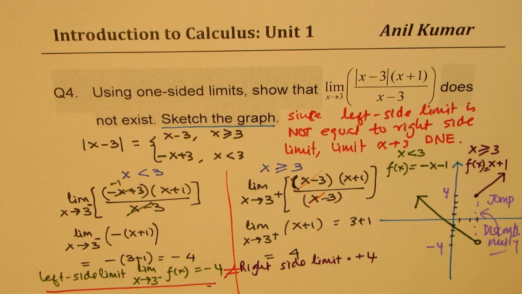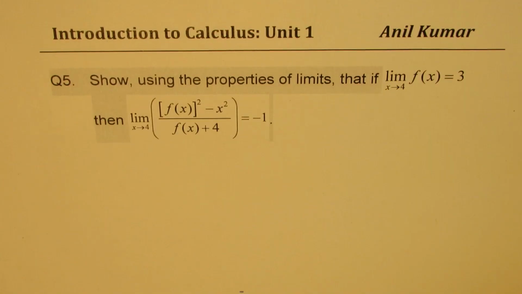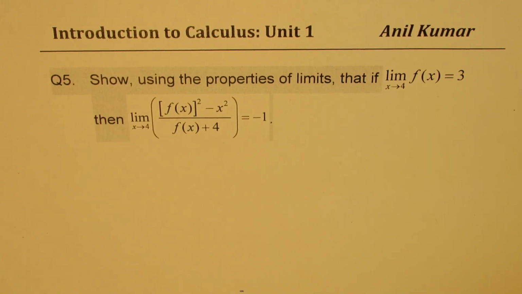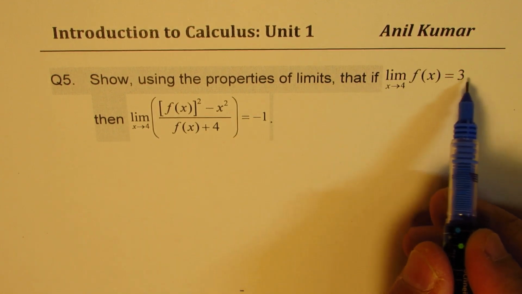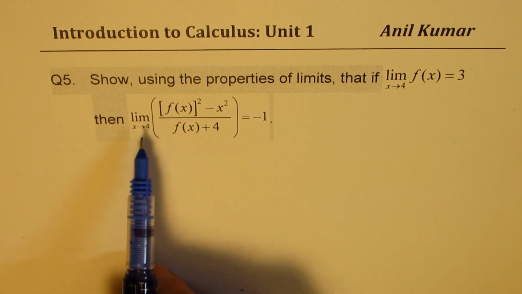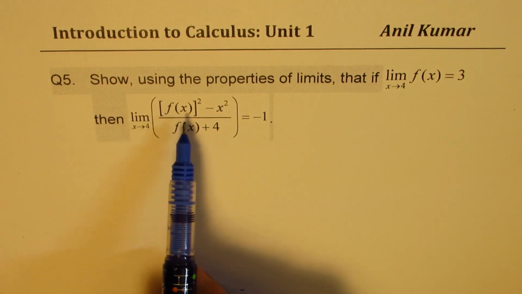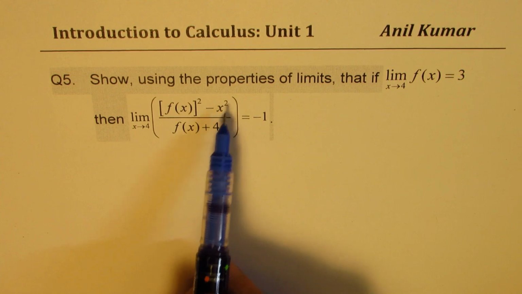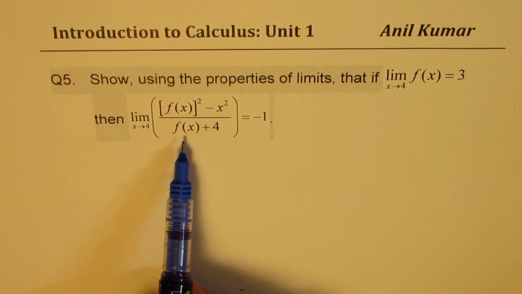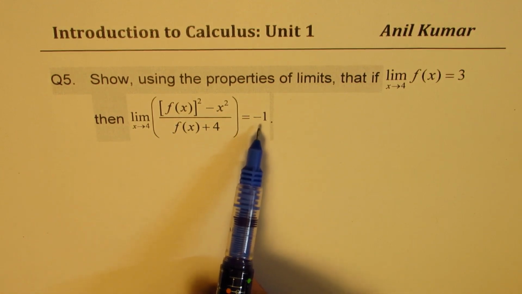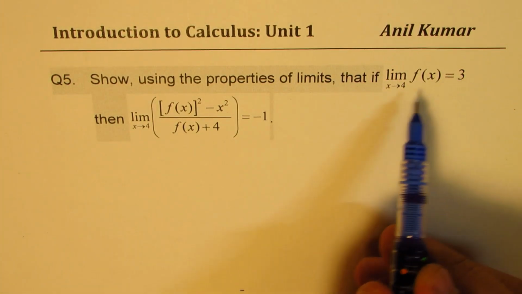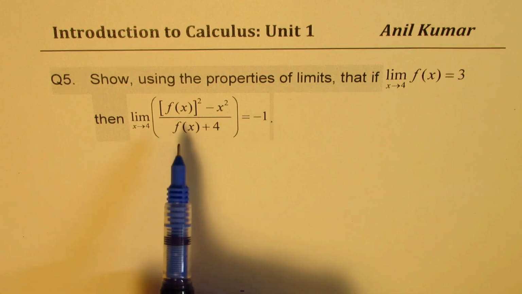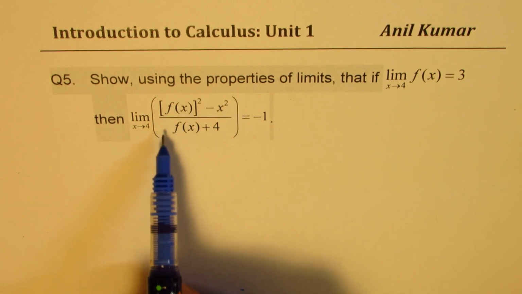Let's move on and take question number 5. Show using the properties of limits that if limit x approaches 4 for f of x is equal to 3, then limit x approaches 4 for (f of x) whole square minus x square divided by f of x plus 4 is equal to minus 1. So we are given the limit of the function as x approaches 4. We need to find the limit of this complicated function, right?